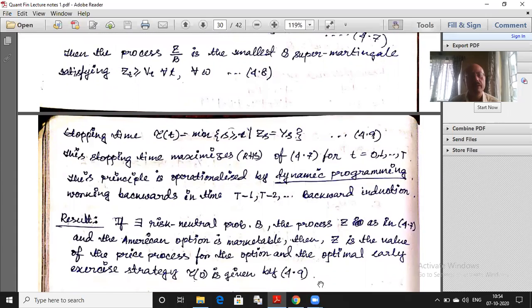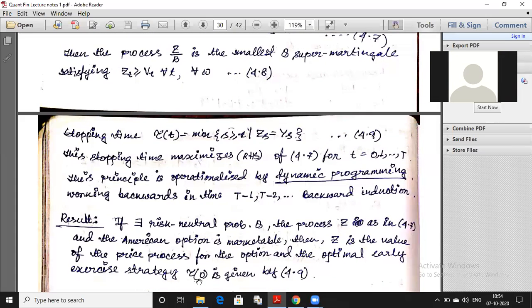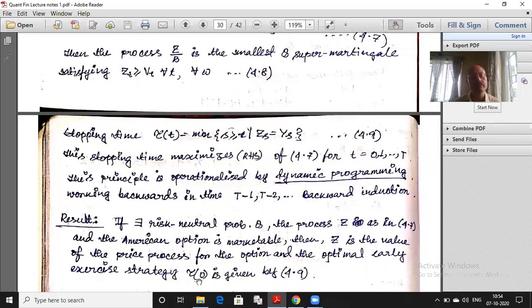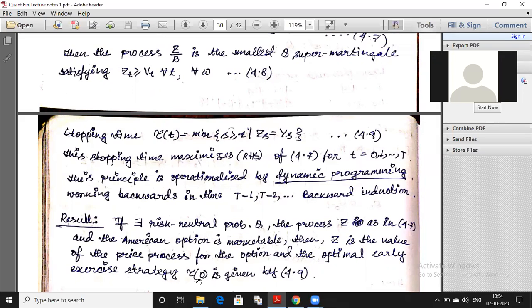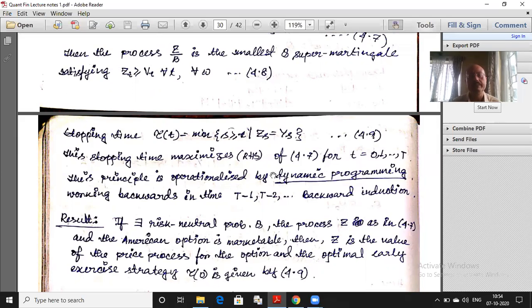And the optimal early exercise strategy is what? It is the set of stopping times starting from time zero, when the option is born. And how is that evaluated? That is given by this equation 4.9, where I put t equal to 0. So basically I look at the complete lifetime of the option, 0 to capital T. I solve for tau 0. That gives me the solution to the stopping time problem.